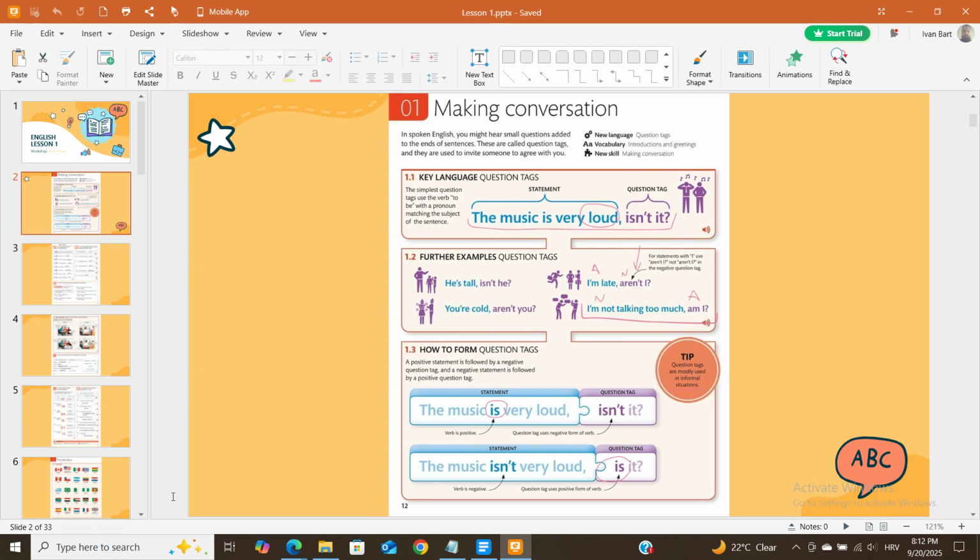How to form question tags. A positive statement is followed by a negative question tag, and a negative statement is followed by a positive question tag. The music is very loud: the verb is positive, so the question tag uses the negative form of the verb, isn't it? The music isn't very loud: the verb is negative, so the question tag uses the positive form of the verb, is it?